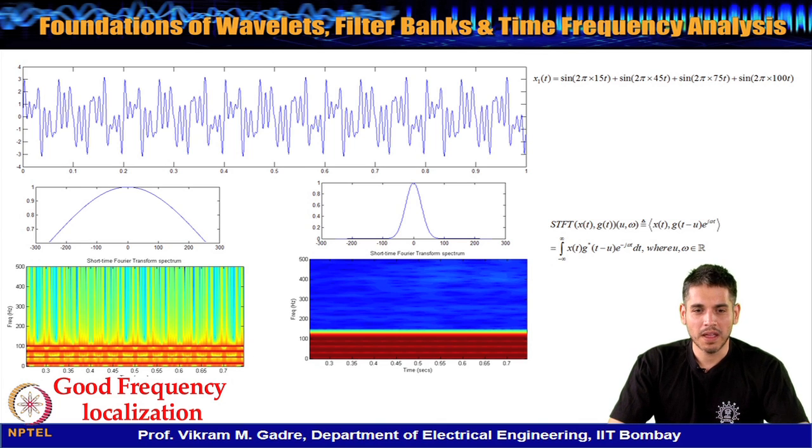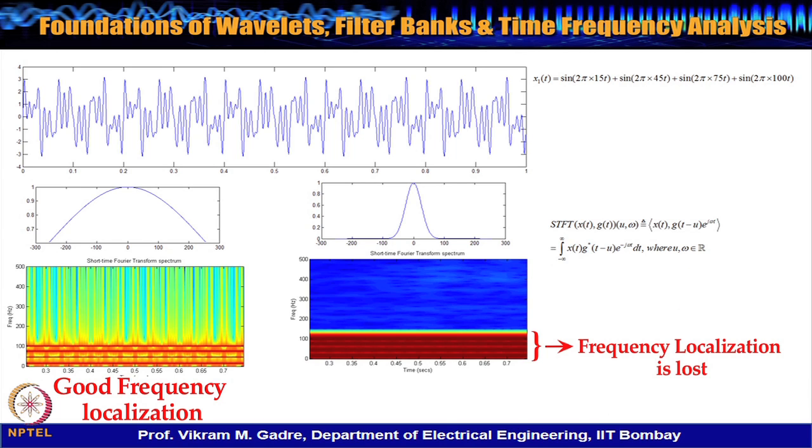While on the right hand side, the analysis which is done with the help of a shorter time length window, the frequency localization is lost. Since in this signal, the different sinusoidal components were present for all time duration, we might not as well care for good time localization. Our aim should have been to identify the different frequency components, and that can be easily done by Fourier transform also.